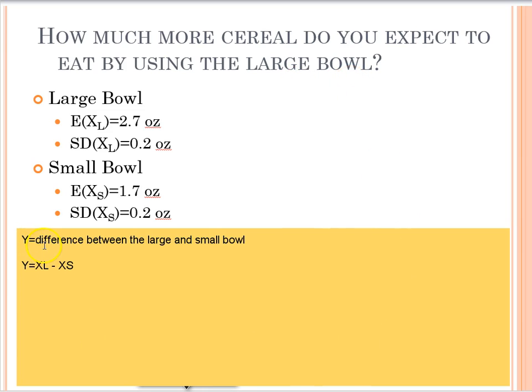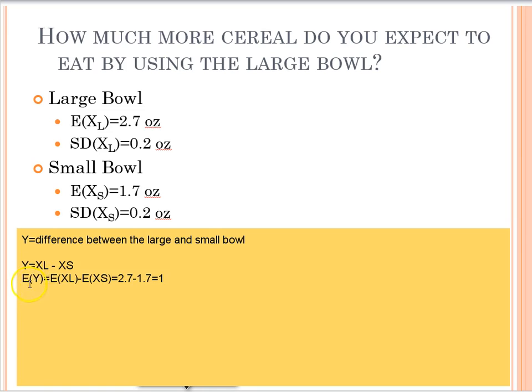So what we're interested in is the difference between the large bowl and the small bowl. And that's just, again, a linear combination. So we can create a new variable that is the difference between the large bowl and the small bowl. So we can simply write that new random variable as X_L minus X_S, where X is just the amount of cereal in one of the 2 bowls.